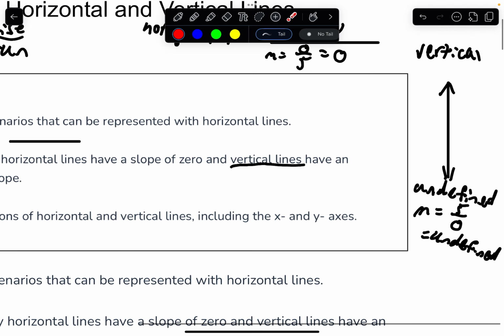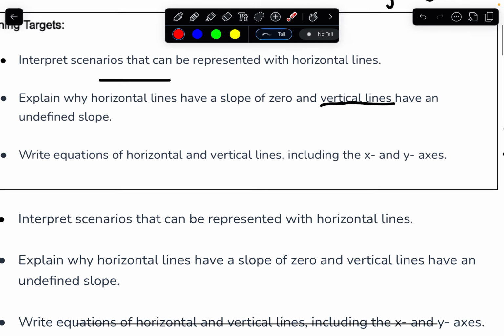Vertical lines are straight up and down. That's a vertical line. Notice, by the definition of slope, which is rise over run, it has all rise and no run. So you would have some number, I'm just using 5 as an example, divided by 0 run. And you cannot divide by 0. It's illegal. You'll get arrested, sent to math prison, I guess. So we say that vertical lines have undefined slope.